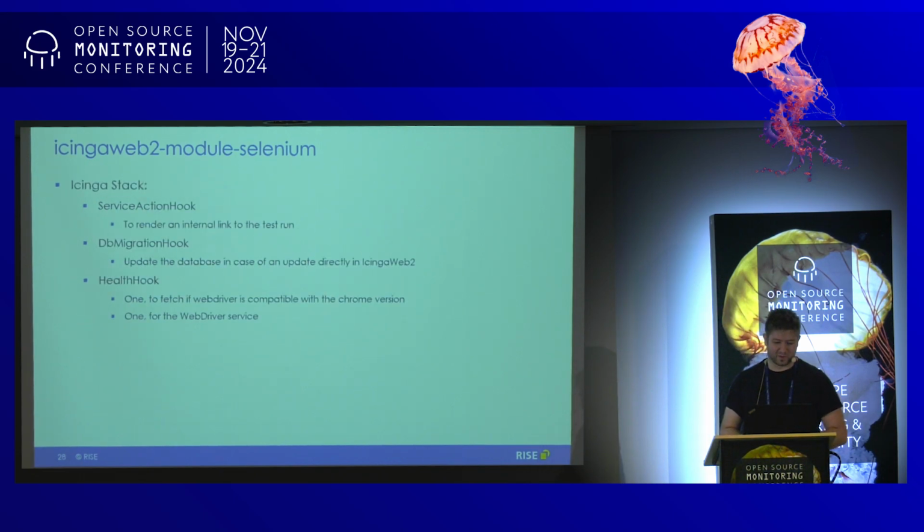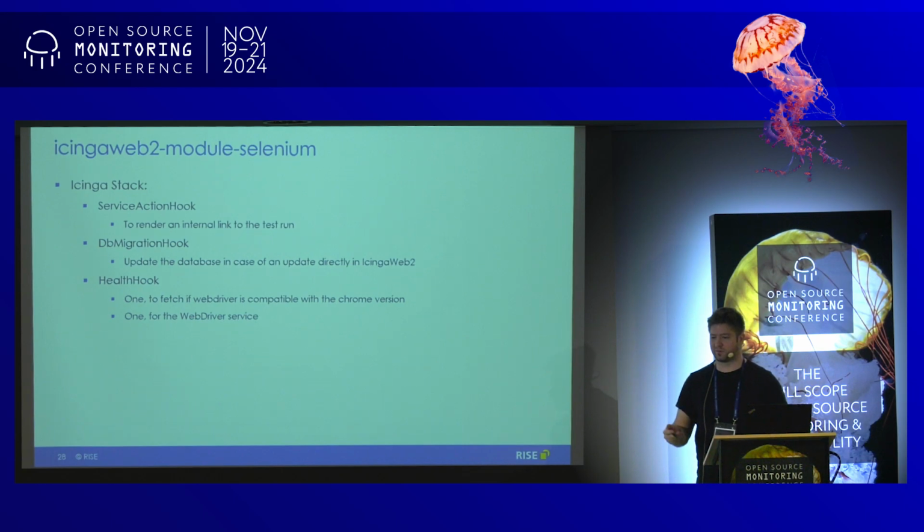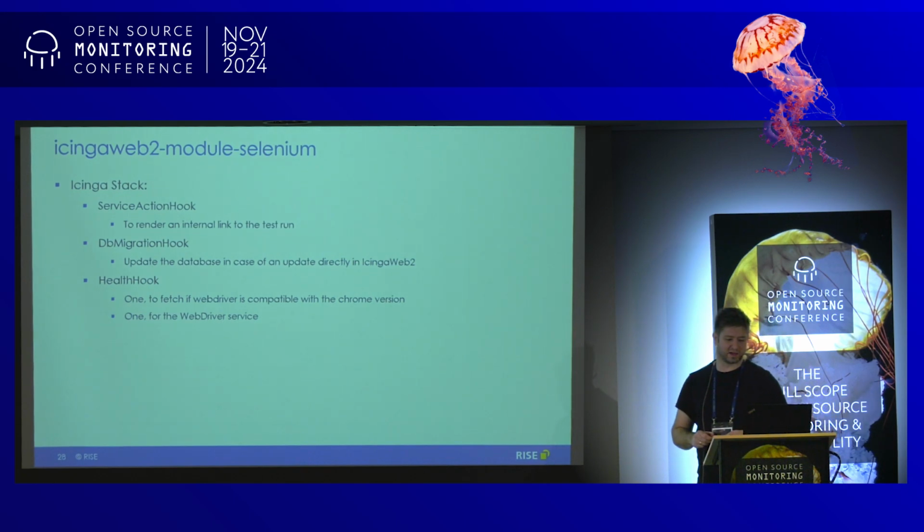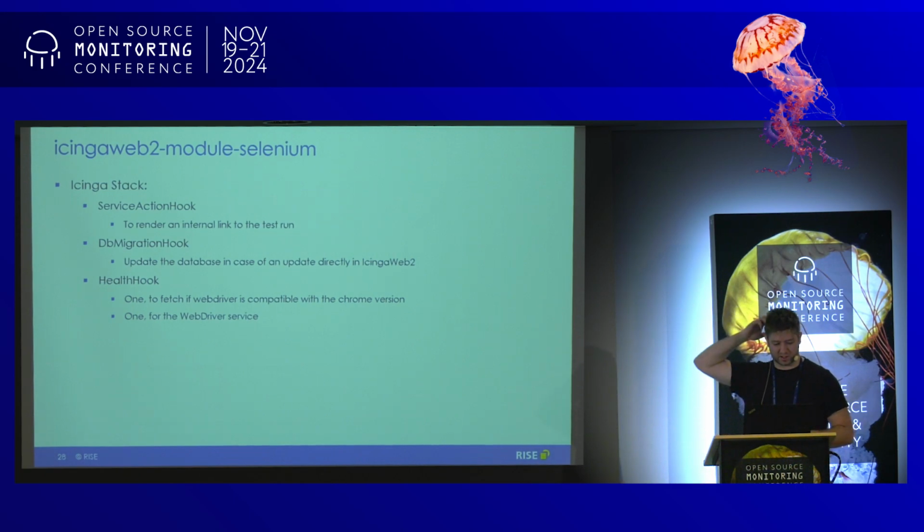Yeah. What is used in this Selenium module? I use this service action hook because I write, it's not perfectly correct, the ID of my Selenium run as a performance value, and this way I can access it as an Icinga action hook URL. So you click on that and you get directly to your test run and can check what's wrong in detail, or look at the screenshots.